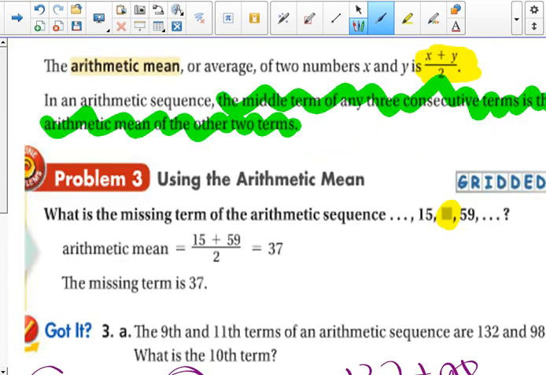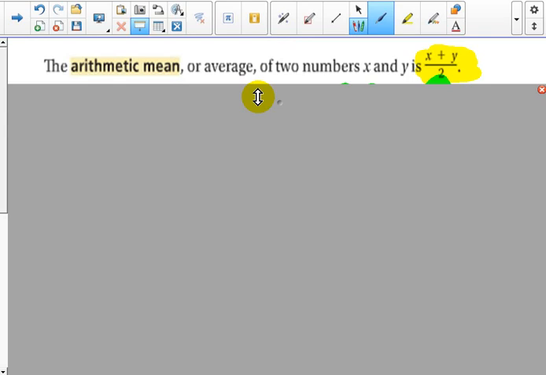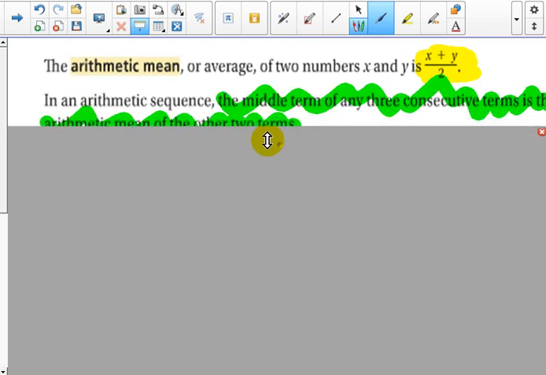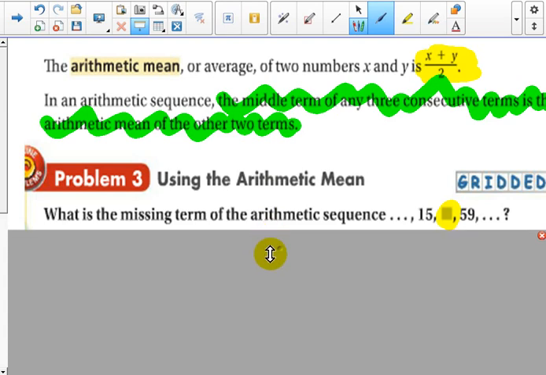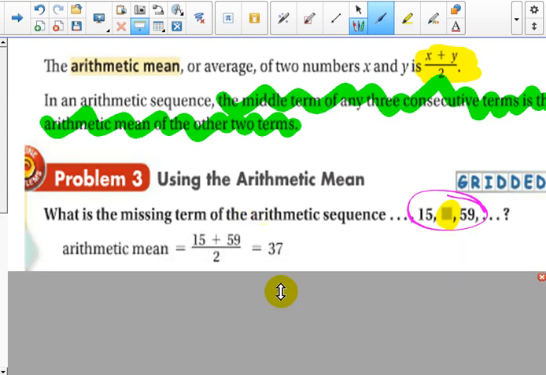The last thing that I want to show you is the easiest out of all of them. It's called the arithmetic mean. The arithmetic mean is the average of 2 numbers. If I give you 2 numbers and they're missing the number in between, like 15, blank, 59, what are you going to do? You need that middle term, so it's got to be the average of those 2. So you do 15 plus 59 divided by 2, and you get 37, and that's how it rolls. When you're missing just one term in the middle, just average them: 15 plus 59 divided by 2.